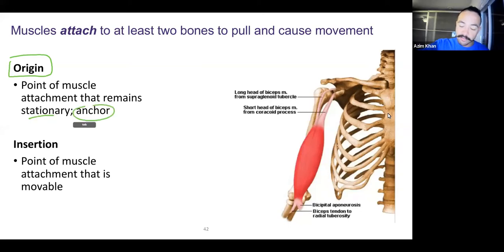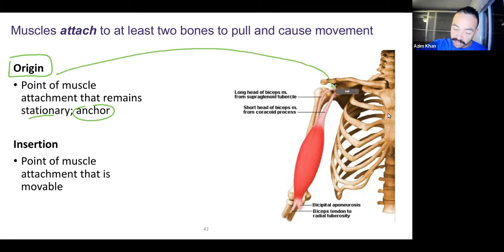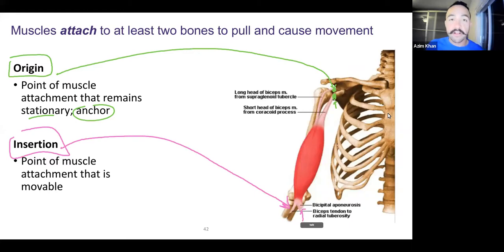It's your anchor. So in this picture here on the right side, we're looking at the biceps brachii. It actually has 2 origins. One is right here and one is right here. It's more proximal, and by being more proximal, it can then pull on the more distal insertion point. There's actually 2 insertion points for the biceps brachii, here and here.